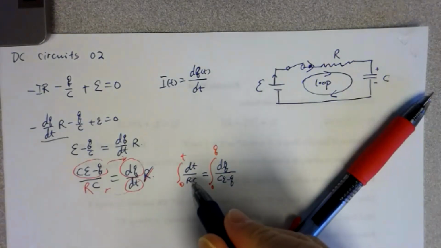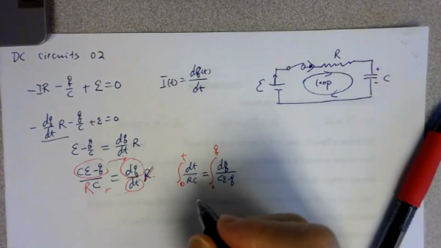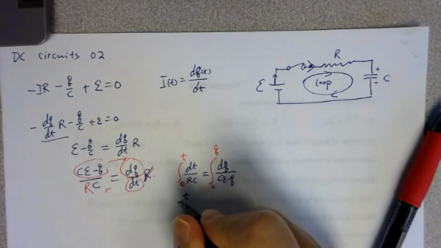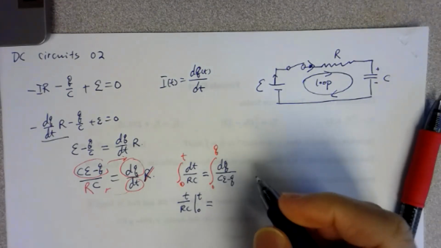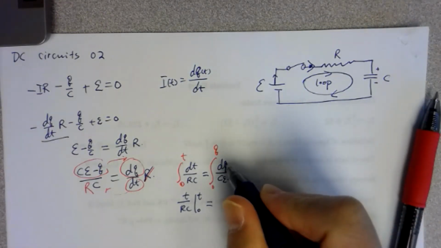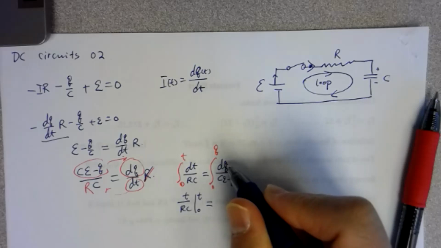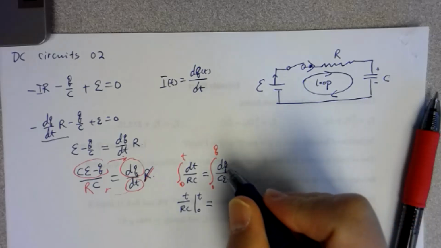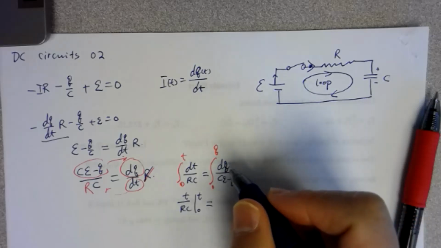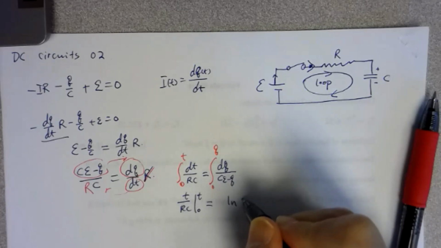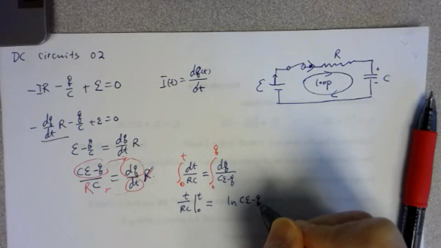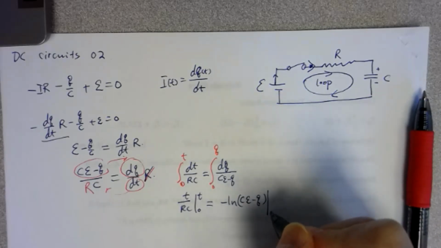Okay, so this is 1 over RC. RC is a constant. So then this would be just T over RC from 0 to T. On this side, you have minus Q here, you have positive Q there. So this will give you the natural logarithm of C epsilon minus Q. And because it's minus Q, it will be minus of that, from 0 to Q.